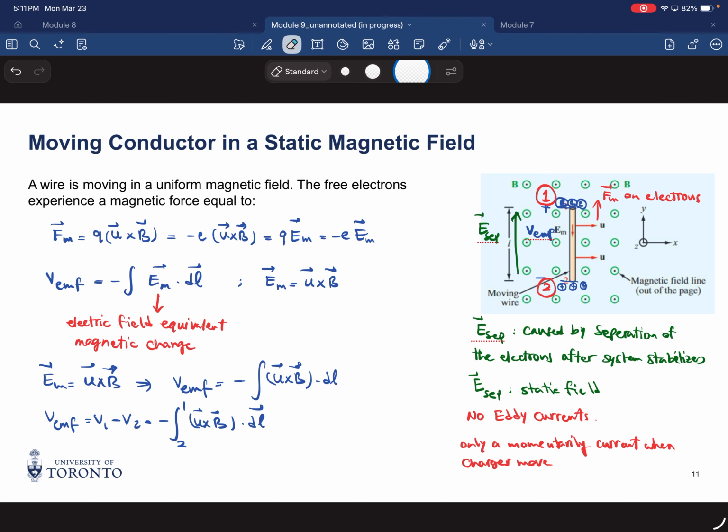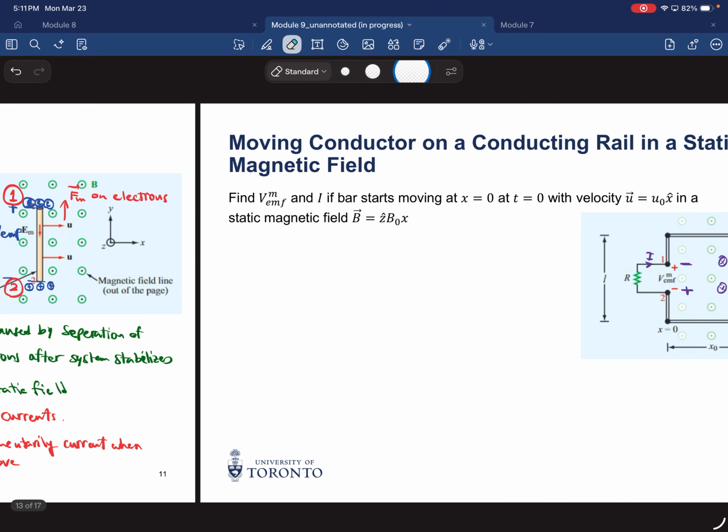As long as the rod is moving, hi Avery, then we are going to have something called an electric field that is caused by this motion, which we call EM. And that EM can produce the voltage difference VM here. EM is equal to U cross B, which depends on the velocity vector and the B vector.